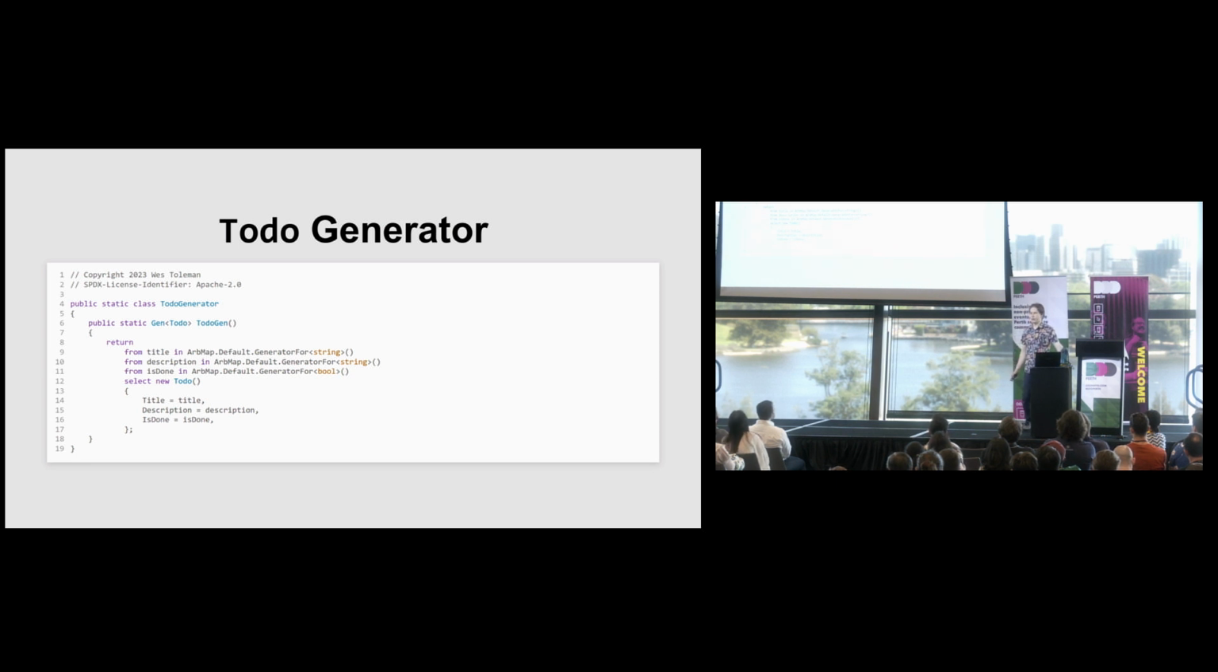Here's a generator for a to-do. It's almost equivalent to the default generator FsCheck would generate for us. Title, description, and isDone are populated with the default generators for strings and booleans, respectively. We're going to leave the ID field default initialized to a value of 0. This is because to-do is an entity type, and the database will set the identifier when it tracks it.